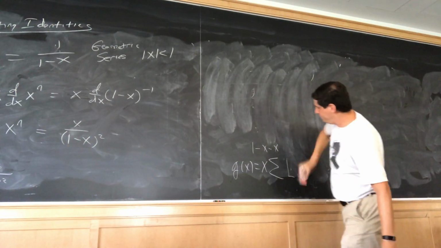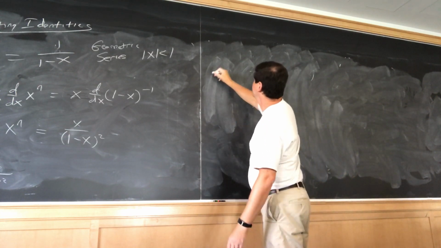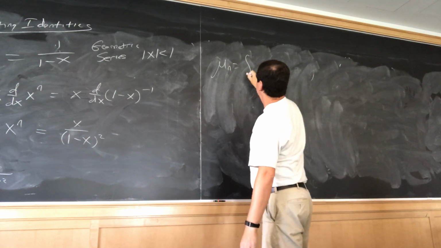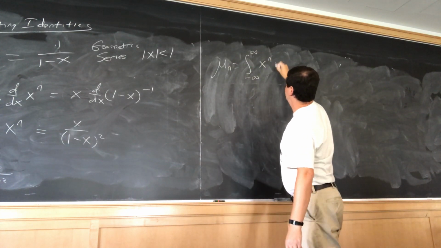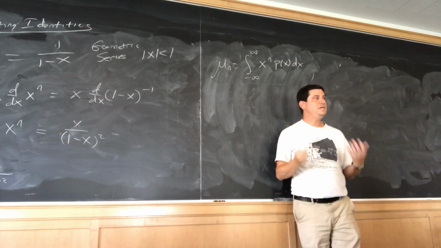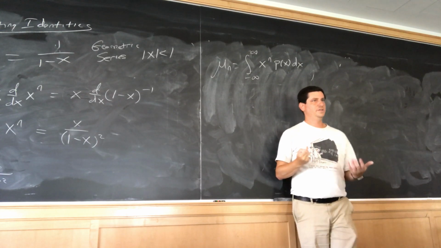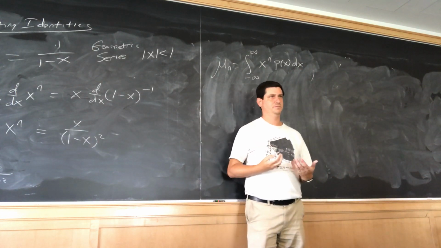And so we will often do things with integrals and continuous distributions because the calculations are nicer. So the nth moment is the integral from minus infinity to infinity of x to the n times your probability density dx. So the mean is the first moment. The standard deviation is related to the centered moments.